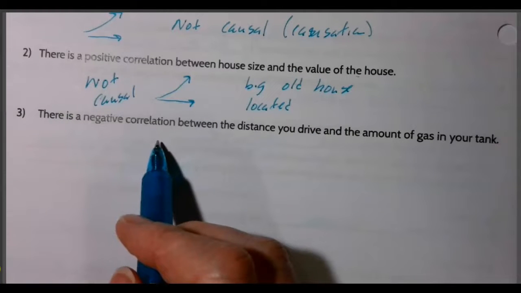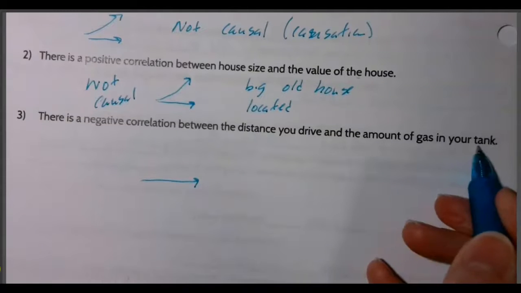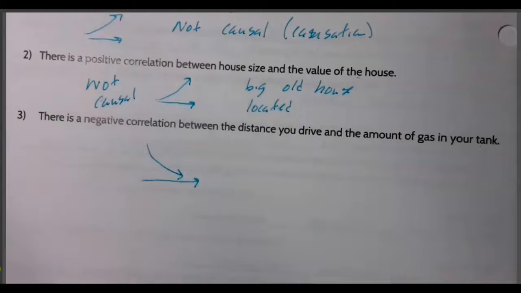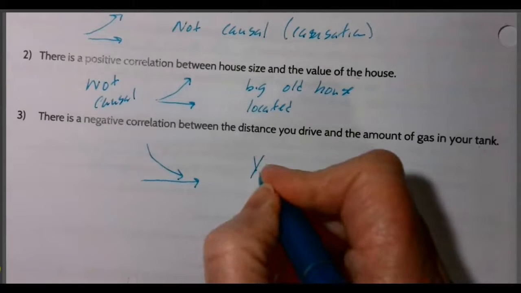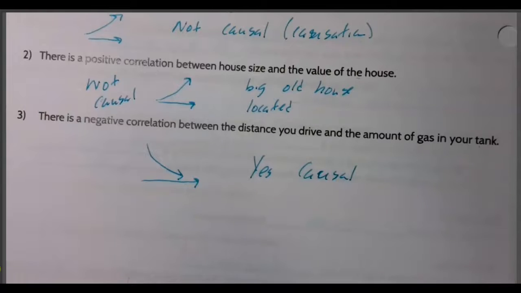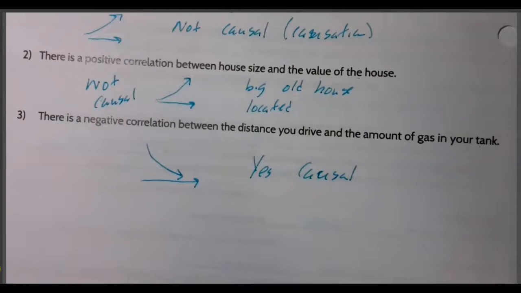There's a negative coefficient between the distance you drive and the amount of gas in your tank. So the further that you drive, the less gas in your tank. Yeah, that one definitely is causal. One does affect the other. Okay, because if you keep driving, you're going to have less gas in your tank. There's no way around that.